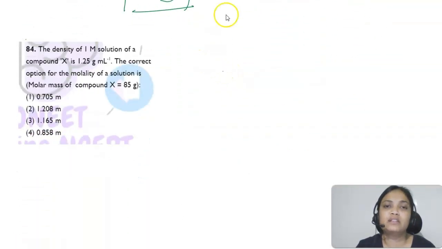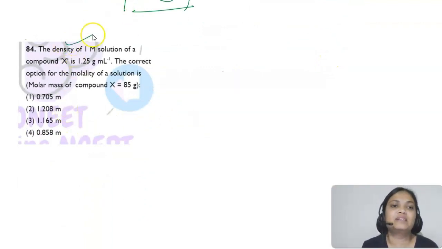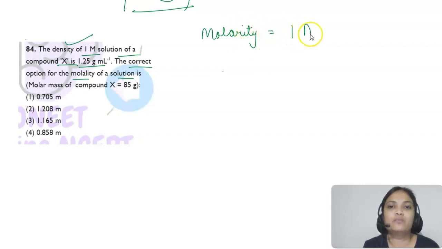The next one is related to molarity and molality. So this has come in this chapter, but yeah, it can be a part of solutions as well. Okay. So it says the density of 1 molar solution of a compound X is 1.25 gram per ml. Correct option for molalities. Okay. So molarity of the solution is given. 1 m means it is 1 molar.